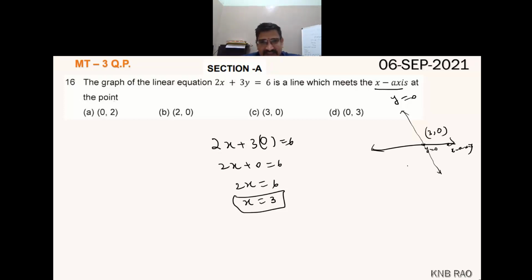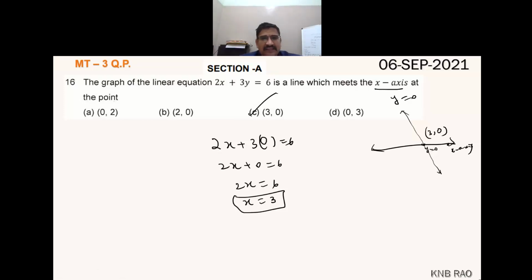Any line meeting x-axis happens only when y coordinate is 0, because that point is going to lie on x-axis. So use that concept and find the point. Is this clear to you, children? Let's move on to the next question.